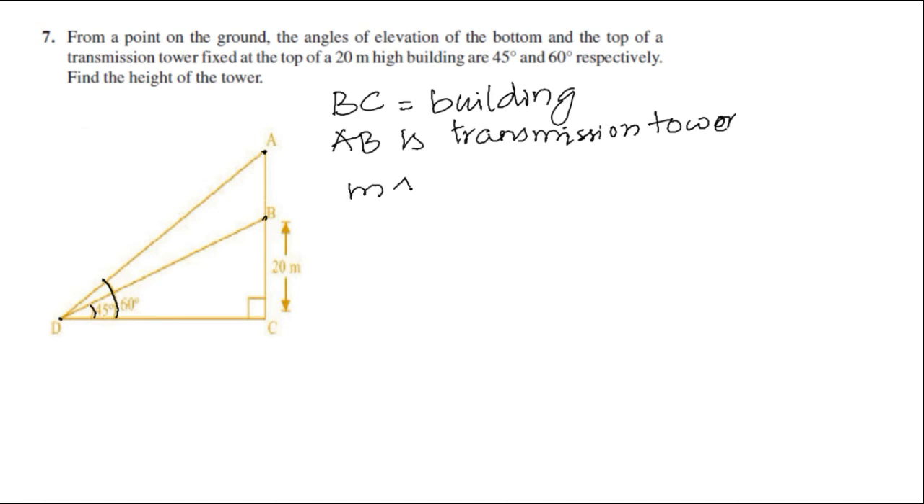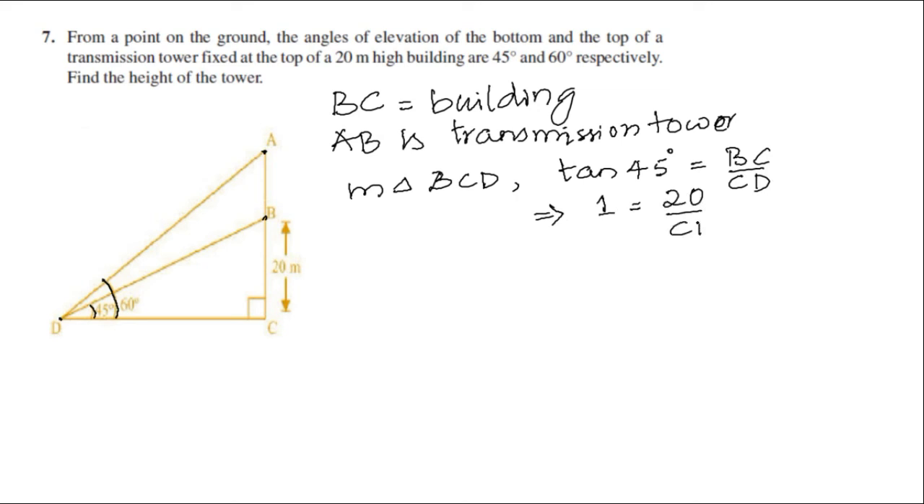Observe in triangle BCD we have tan of 45 degree equal to BC upon CD. Tan 45 degree is 1. This will be equal to 20 divided by CD. Therefore, we get CD as 20. So CD is 20 meters.